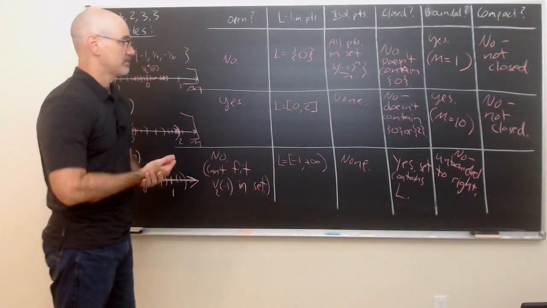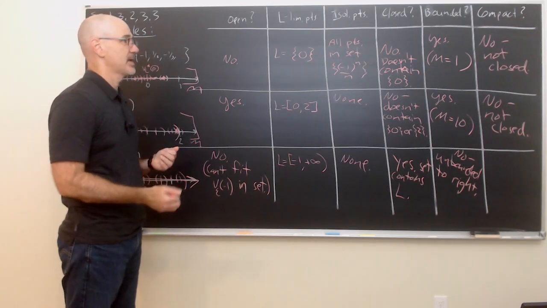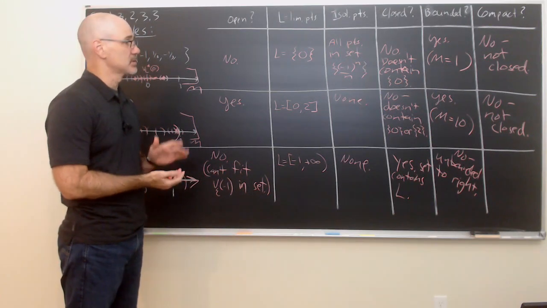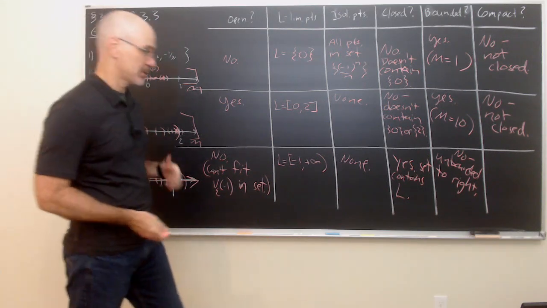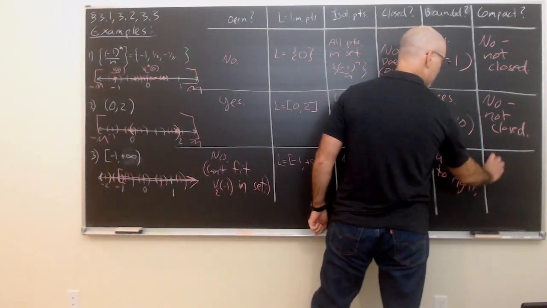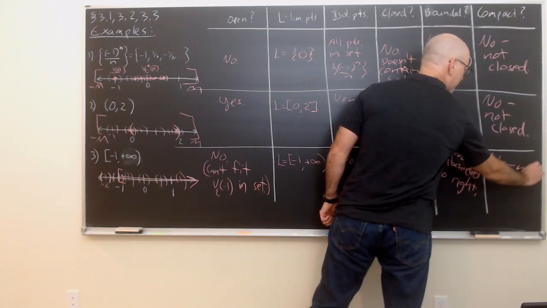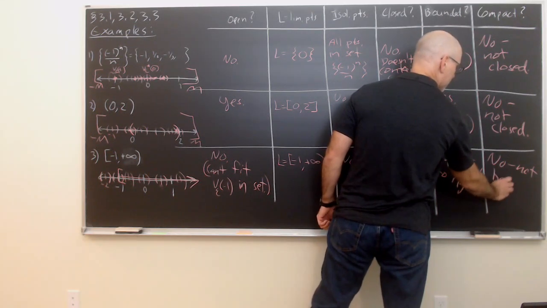And finally, is it compact? Well, it looks like we did not have any examples of compact sets because the last example, while closed, isn't bounded, and you have to be both to be compact. So this is no, not bounded.